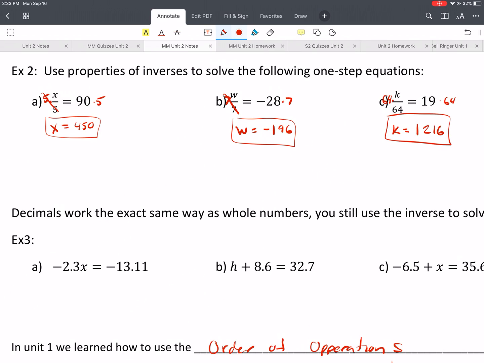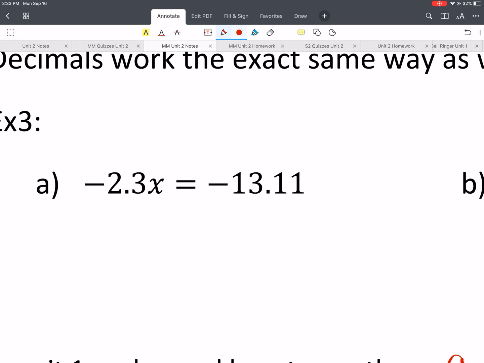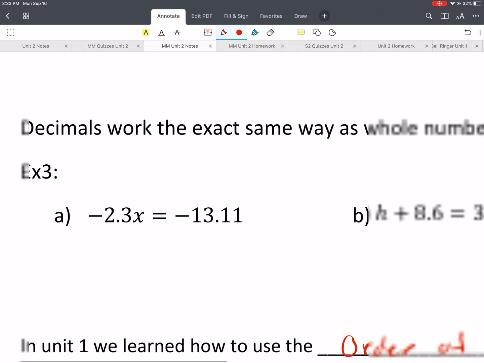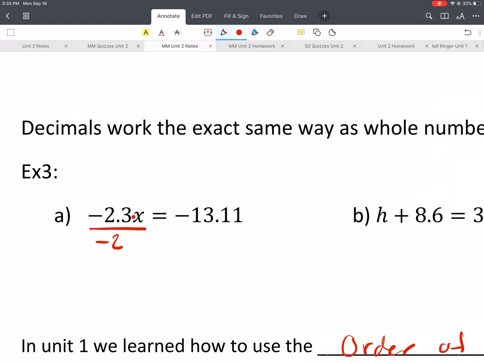All right, same thing, we're doing decimals. It's the same thing as you would do if it was a whole number. You can do this by hand, but I would suggest using a calculator. Here these are being multiplied, so we will divide, using the inverse. We have to do it to both sides. That ends up giving us x equals, I think it was 5.7. Double check.